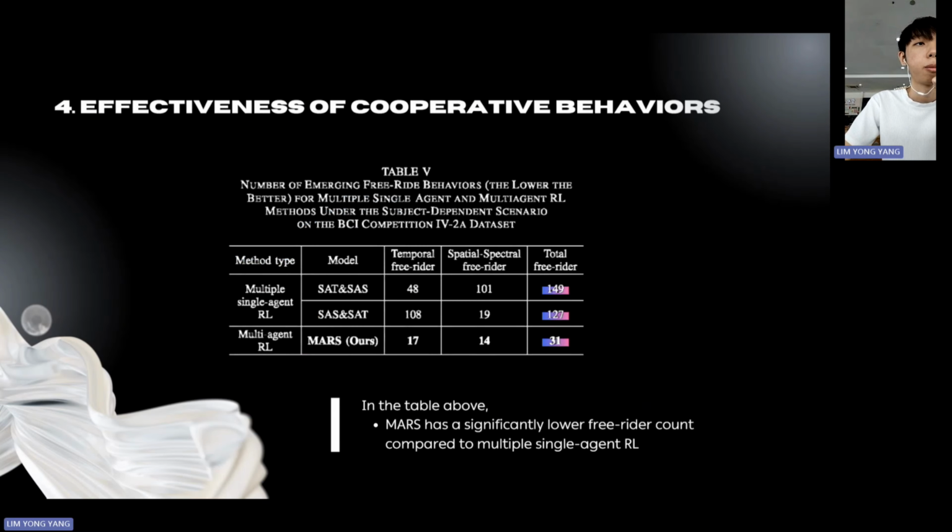Following on, we can see the effectiveness of cooperative behaviors. In the multiple single agent scenario, where we are using both agents but we don't have the centralized critic, the count of free riders is quite high. But by using the Mars structure, it significantly lowers the count of free riders compared to the multiple single agent scenario.